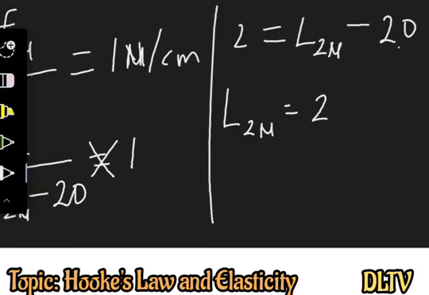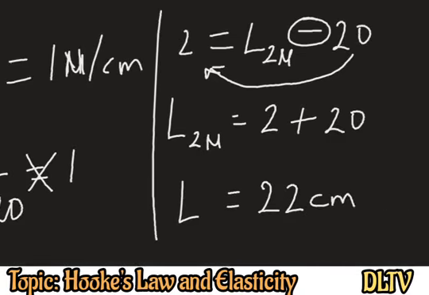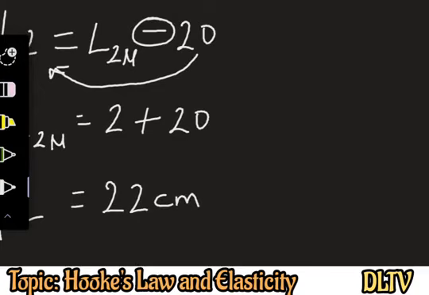Bringing this over to this side, the sign will change to positive when it crosses the equality sign. So we'll have 2 plus 20. So the length is what? 22 centimeters. If you are to leave your answer in meters, you convert 22 centimeters to meters by multiplying it by 10 raised to the power of minus 2, and this will give you 0.22 meters.